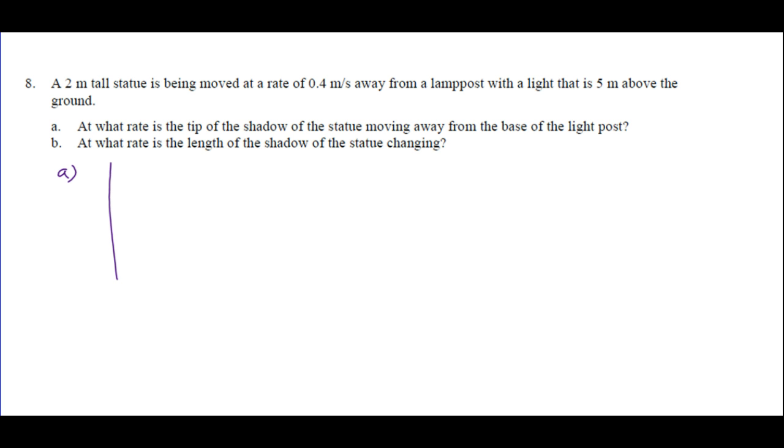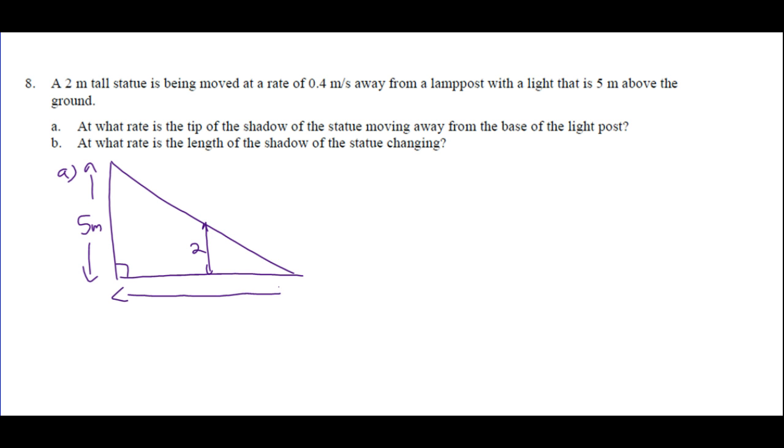Okay, A. So let's draw a picture. There's the light post, which is 5 meters high. Here's the statue, which is 2 meters high. You can see we've got similar triangles going on here. This is the distance. Let's call that distance x. Let's call this distance here a, which makes this distance here x minus a.